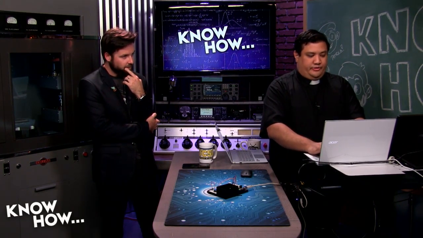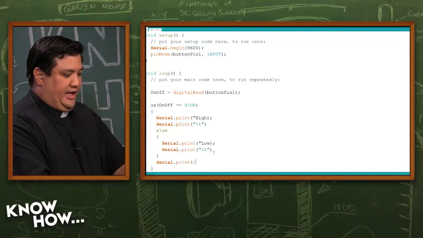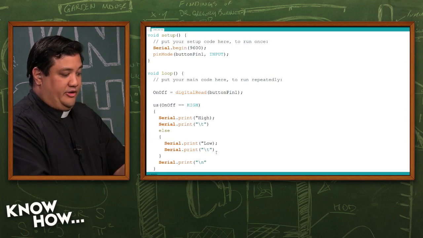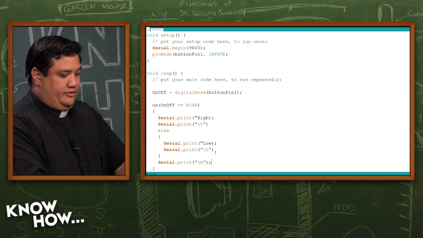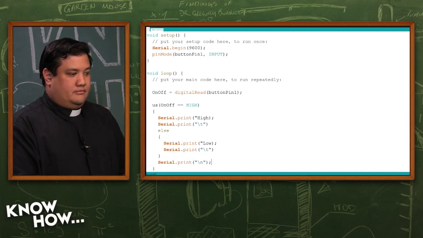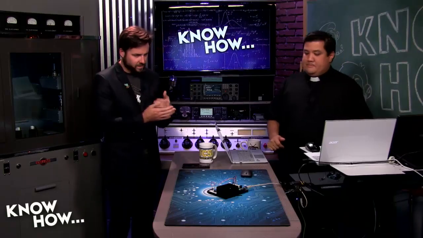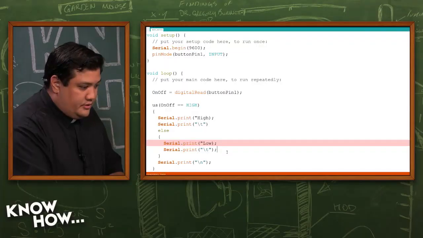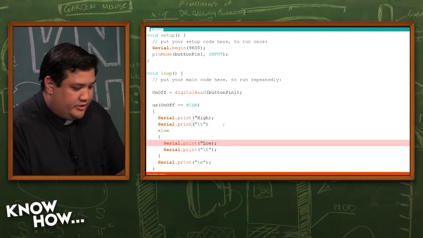And then I'm going to put serial.print \n. What this will do is create a new line. It's like a carriage return. We did this when we had the sensor that would tell us how close things were. Precisely, same thing. So what I need is, I forgot to put in my end characters. Let's go ahead and upload this.